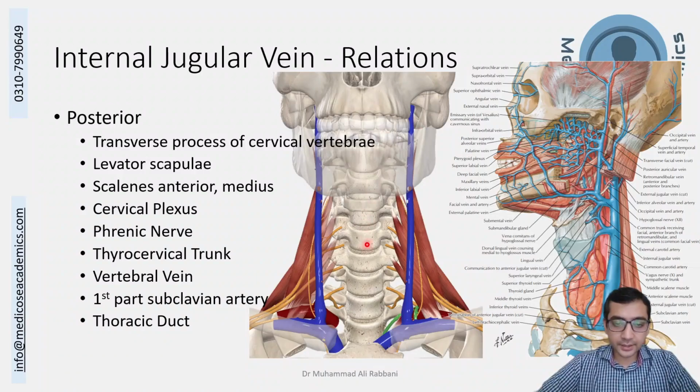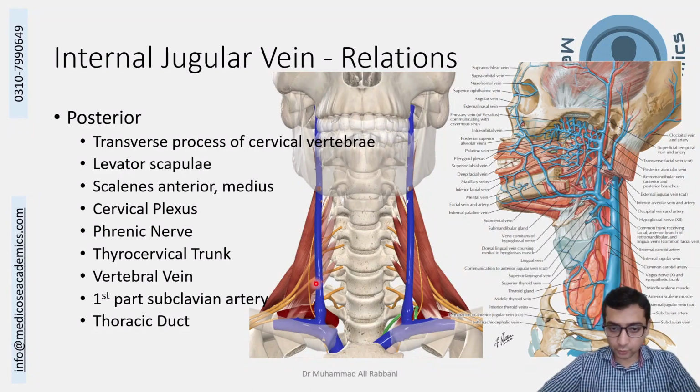Posteriorly, which structures are related to it? If we see through a radiogram, a venogram, it is related to the transverse processes. Just the transverse processes are behind it. Then there is a set of muscles, the lateral group of prevertebral muscles: scalenus anterior, scalenus medius, and at the highest point, levator scapulae. This is behind it.